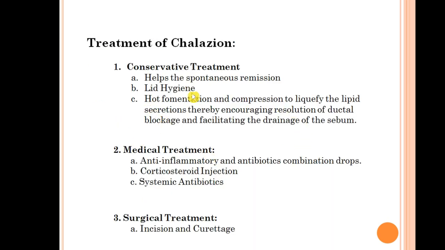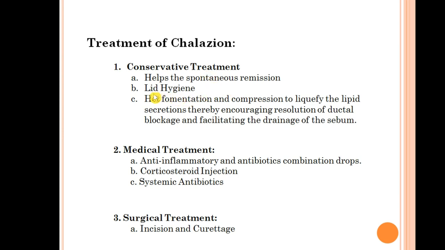Now finally, how are we going to treat the chalazion? The chalazion is mainly treated by conservative treatment, since there is no infection, nothing is involved, just inflammation. So the conservative treatment will help, and it helps in spontaneous remission, as we have said that it may spontaneously resolve.